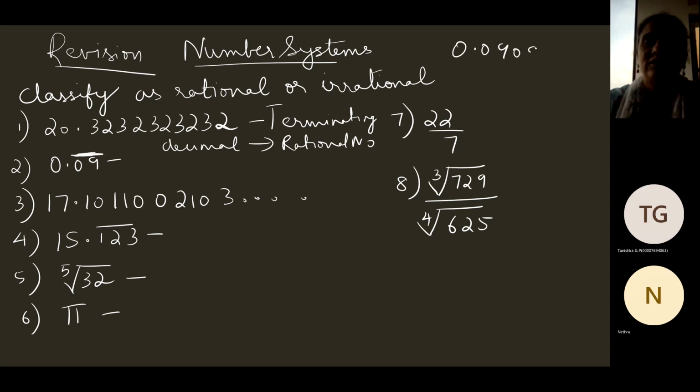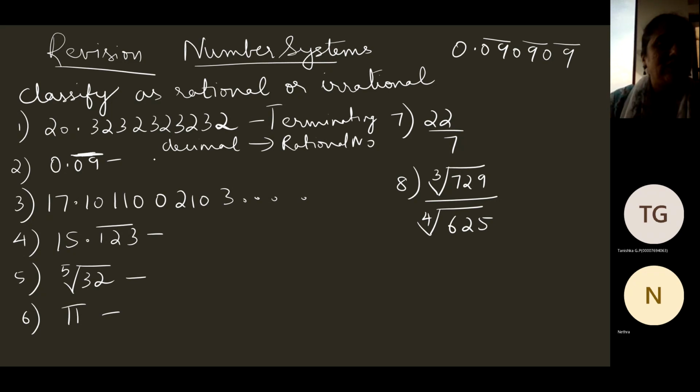0.090909 goes on forever. Non-terminating. But it's repeating. See what is repeating? 09, 09, 09, repeating. It's non-terminating because it goes on forever. 09 goes on forever. It's repeating because 09 repeats.